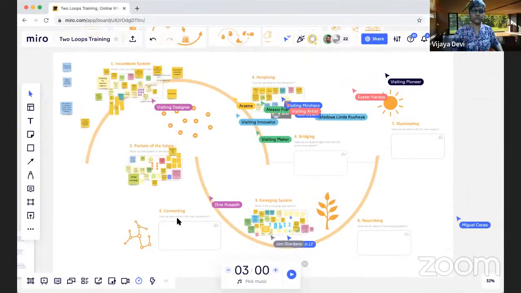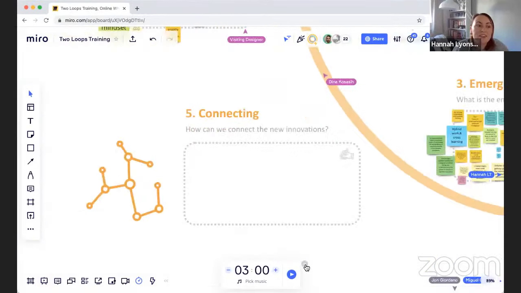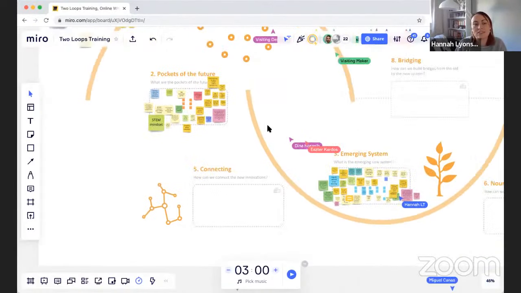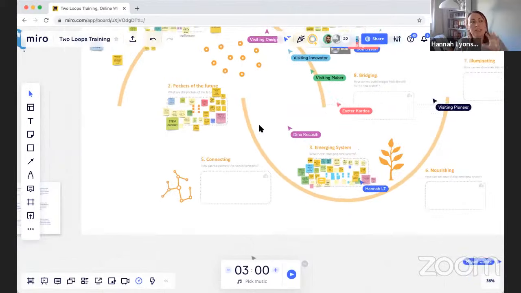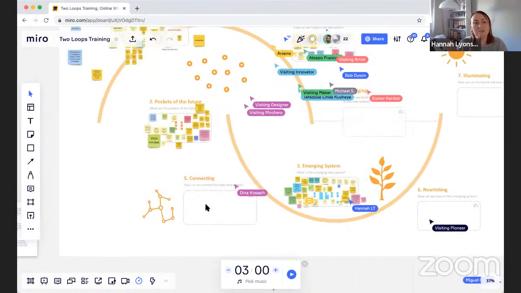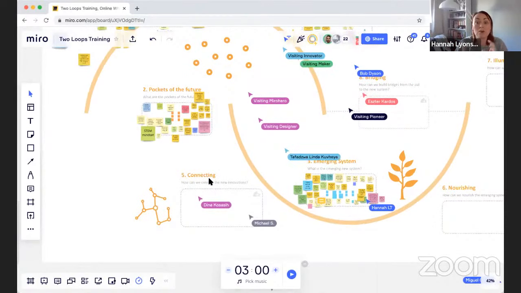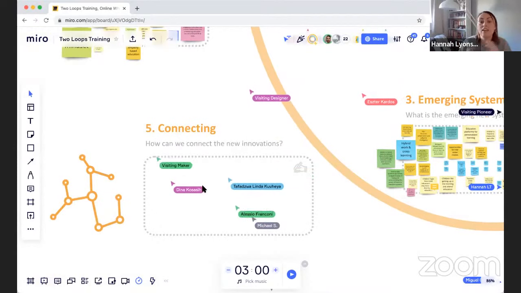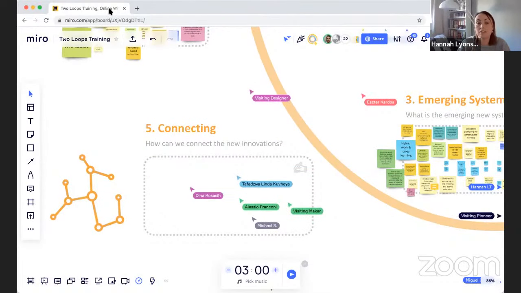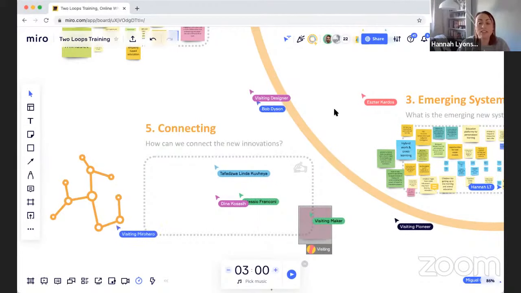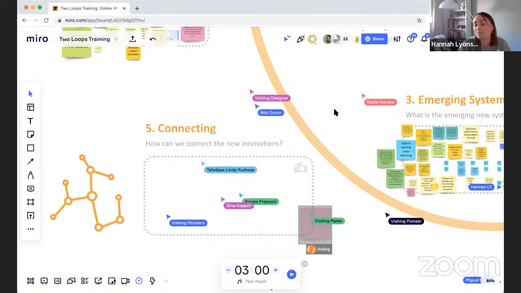Thank you. Next, we're at point number 5. So here is the question of how do we connect the new innovations? Sitting between those niche pockets of the future and the emerging system, there's a role for the niches to come together. They might form what's called a community of practice. It's basically innovators and organizations connecting so they become bigger than the sum of their parts, if you like.